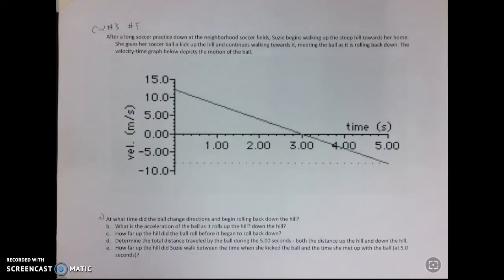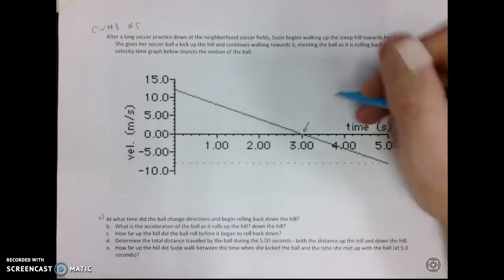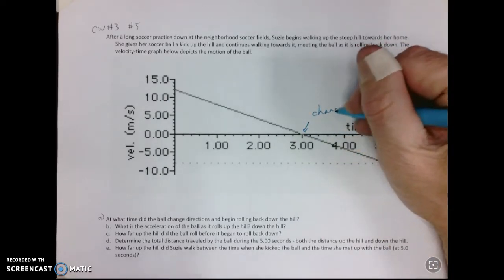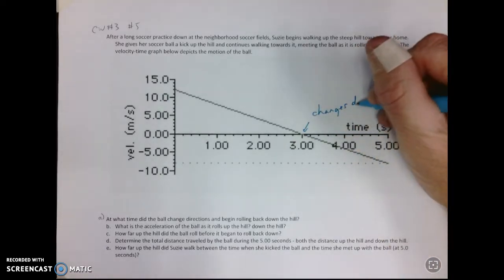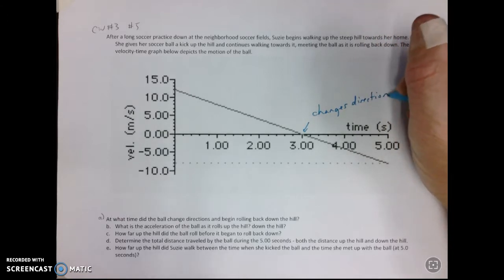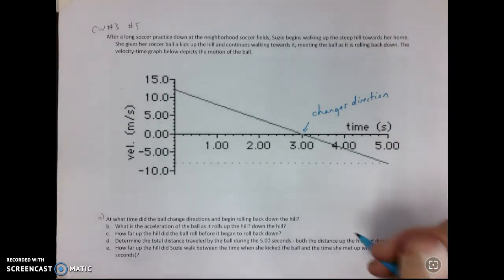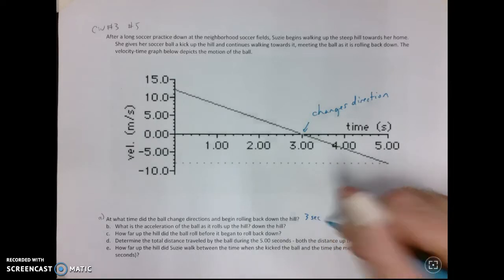So we are asked at what time the ball changes direction and begins rolling back down the hill. And looking at the graph, the change of direction would be represented right here when the velocity is going from positive to negative. So the time that that occurs will simply be 3 seconds.